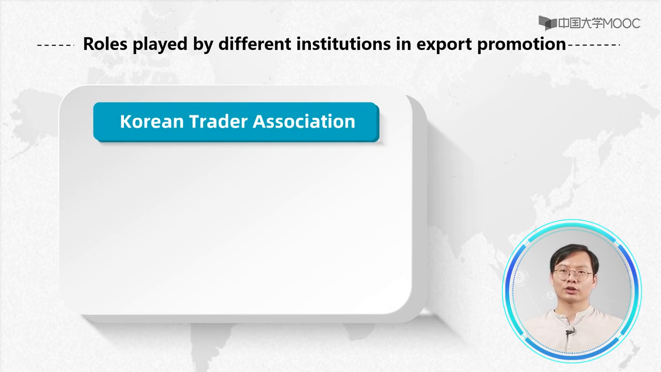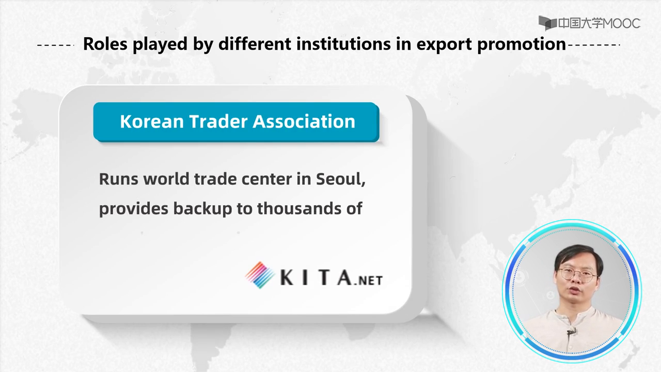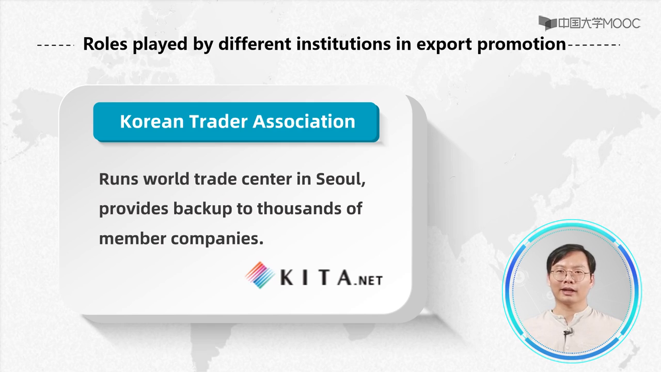Korean Trade Association is another important trade expansion institution. It runs the World Trade Center in Seoul and provides backup to thousands of member companies.